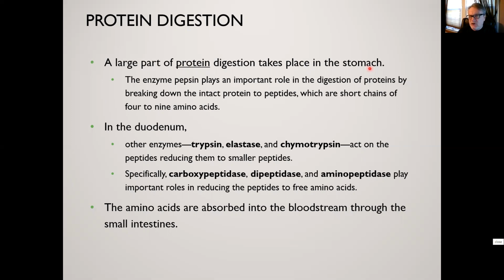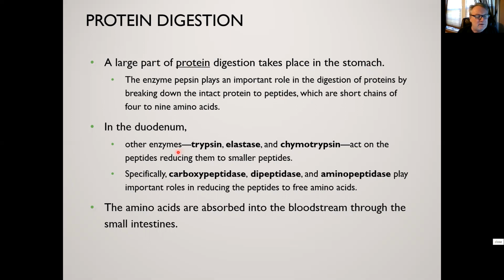It doesn't finish in the stomach, but proteins, which are hundreds of thousands to millions of amino acids, will be broken down into peptides. And a peptide is only a couple of dozen amino acids. So there's an enormous reduction in the size of the proteins in the stomach, breaking down to peptides.